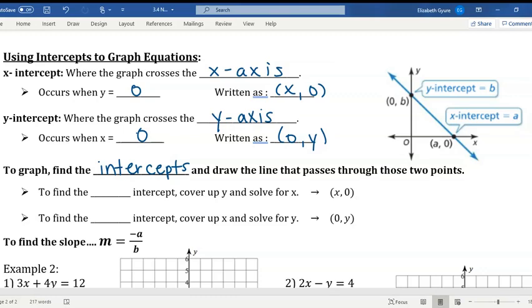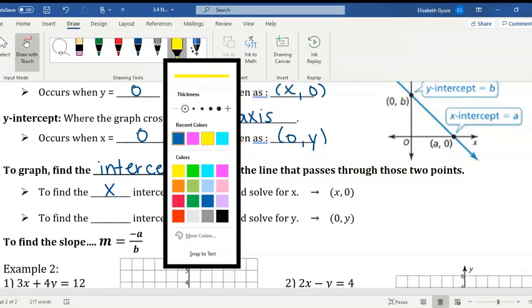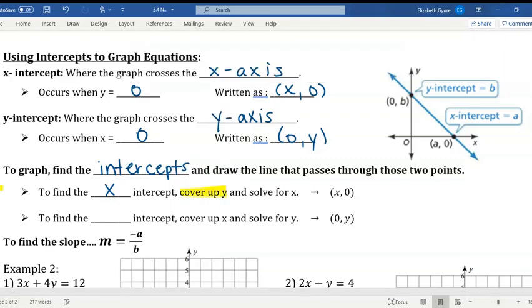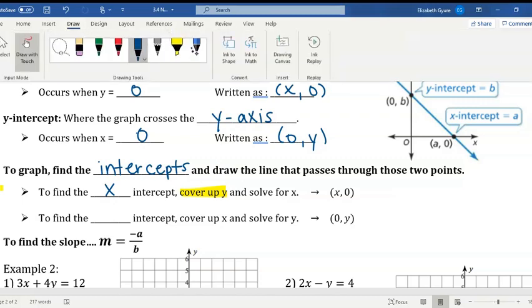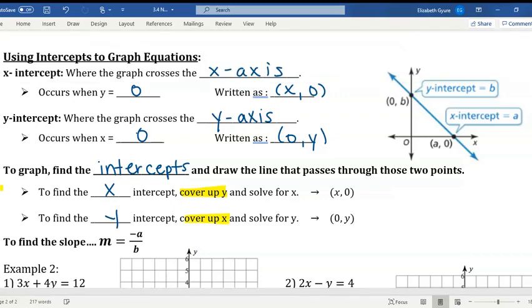Here's what we do. If something is 0, doesn't that kind of mean you can ignore it in your problem? Like if you add or subtract 0, does that change anything? No. So what we do is use what is called the cover-up method, okay? To find the x-intercept, we cover up y and solve for x to get our new point, (x, 0). We'll see what that looks like in just a second. Then to solve for y, we would cover up x and then solve for y.